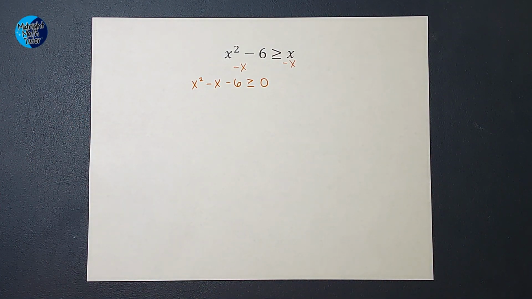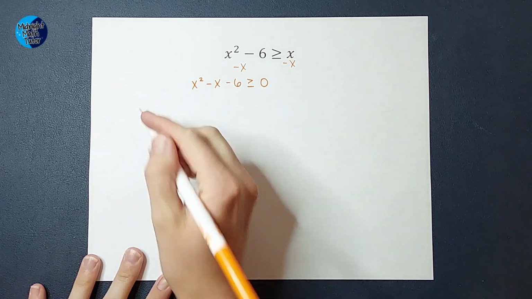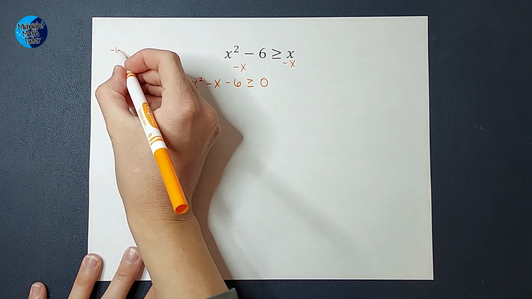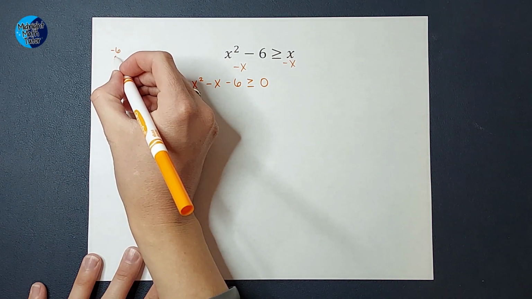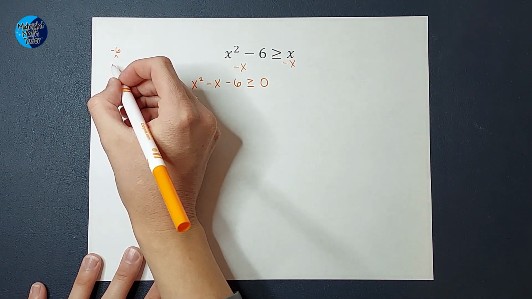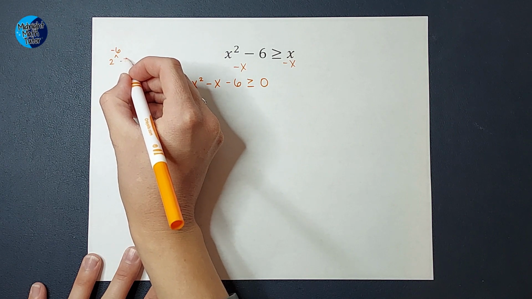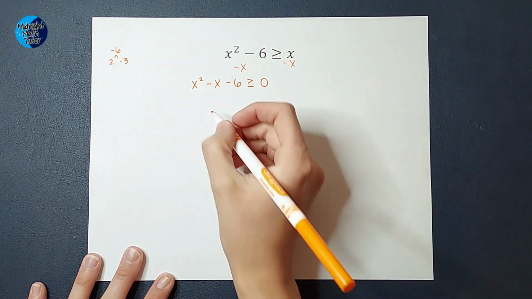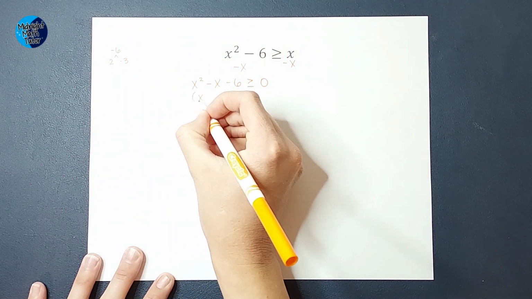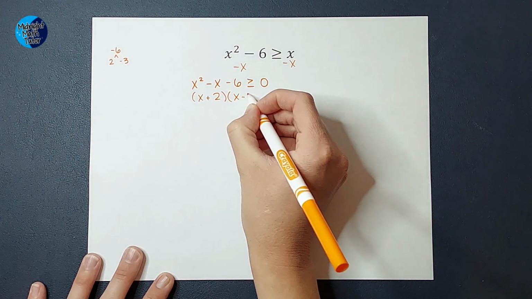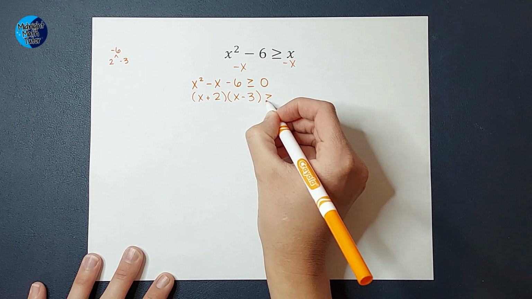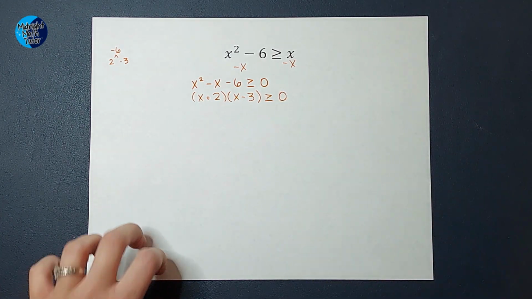Next thing I'm going to do is factor this, okay? If you need a review on factoring, I'll link a video in the corner. But when I factor this, I think what two numbers multiply to -6, right? And add to -1, which would be a +2 and a -3, right? So this is going to factor to x plus 2 times x minus 3 is greater than or equal to 0, okay?